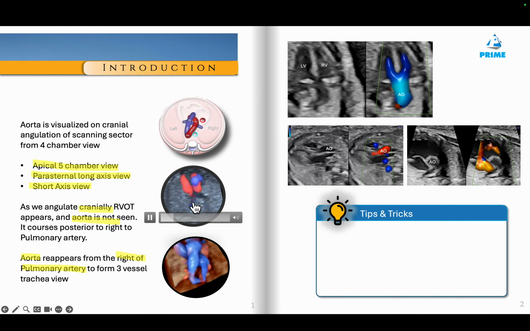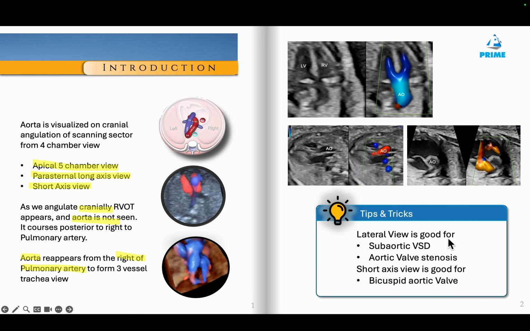This is an RVOT. Then you see the aorta going behind this, and this is where the aorta is coming on the right side of the pulmonary artery, and when you go to a 3-vessel view, this is the aorta, that's the pulmonary artery which is lying superiorly. It goes under the pulmonary artery and then goes to the right side, then turns to the left to join the ductus arteriosus here, forming a 3-vessel trachea view.